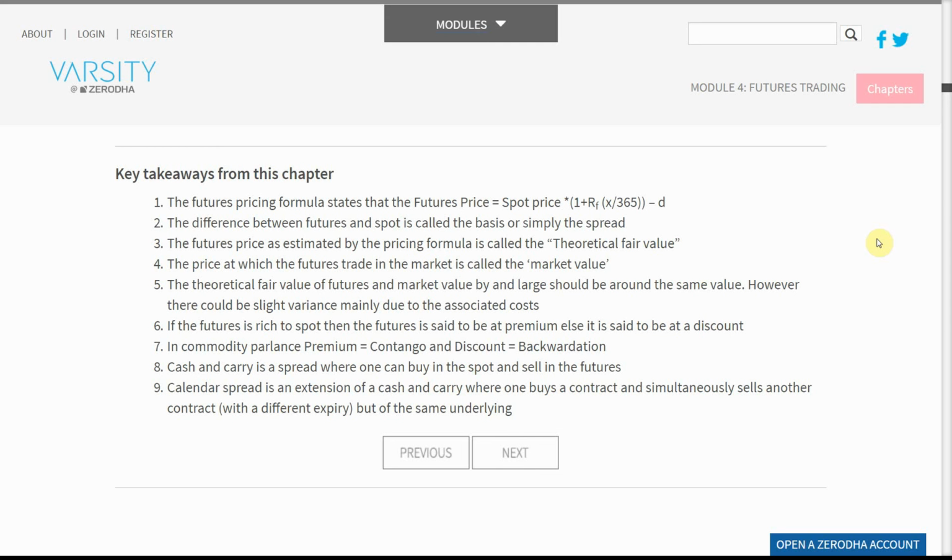If the futures is rich to spot, then the futures is said to be at premium, else it is said to be at a discount. In commodity parlance, premium equals contango and discount equals backwardation. Cash and carry is a spread where one can buy in the spot and sell in the futures. Calendar spread is an extension of a cash and carry where one buys a contract and simultaneously sells another contract with a different expiry but of the same underlying.